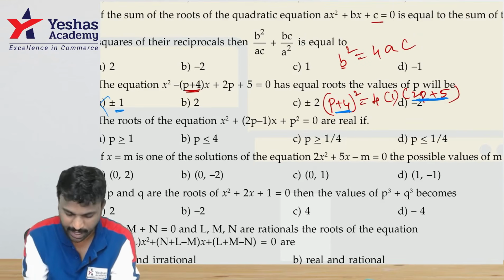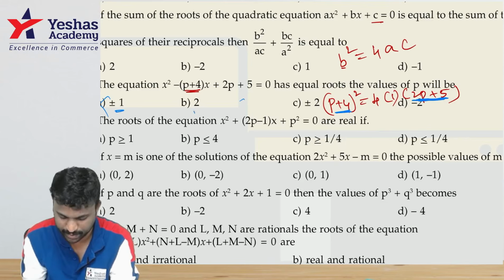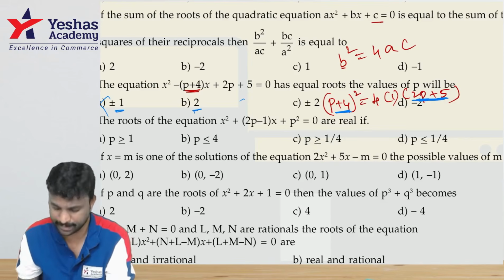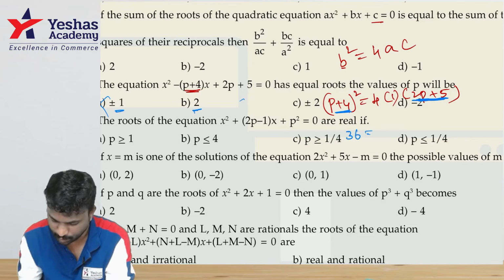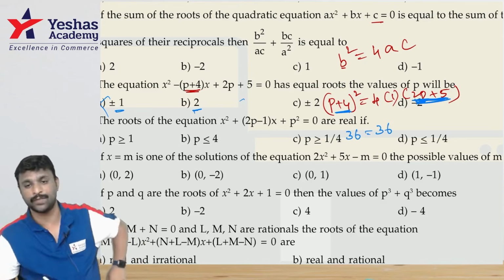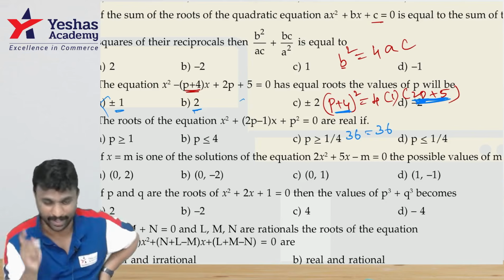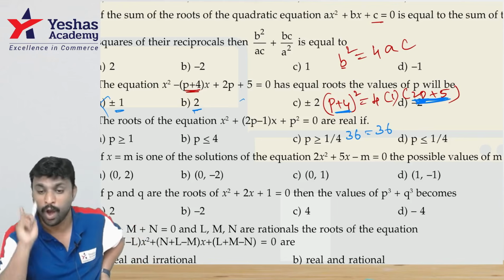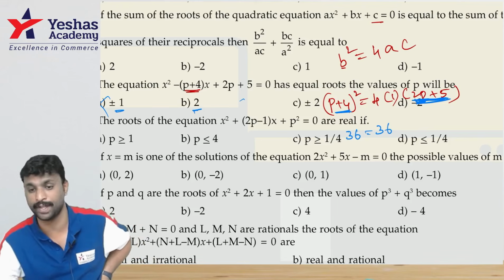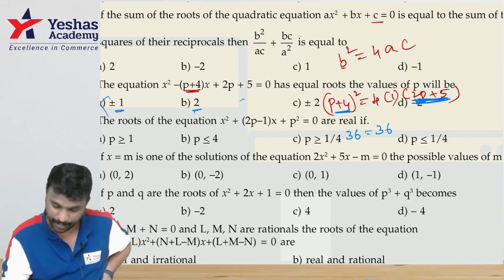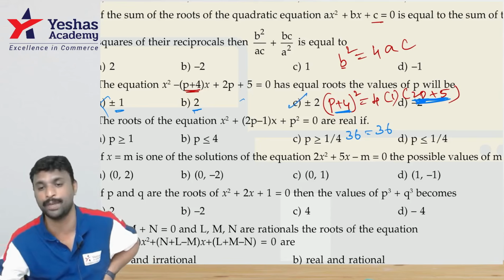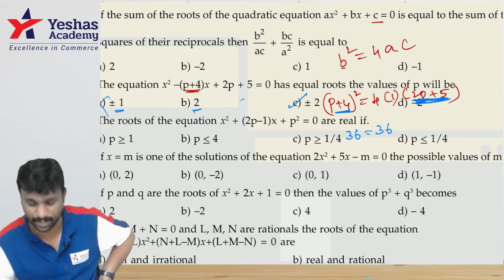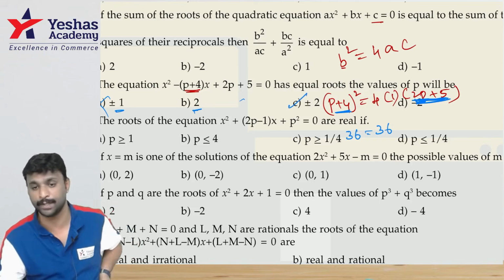Now let us hit p value as 2. Guys, 2 plus 4 is 6. 6 square is 36. Now 2 into 2 is 4. 4 plus 5 is 9. 9 fours are 36. So 2 is satisfying. Please understand one thing. If 2 satisfies and if there is one more option, plus or minus 2, also check whether minus 2 satisfies. If minus 2 also satisfies, then option C would be the right answer. If minus 2 doesn't, then option B would be the right answer.